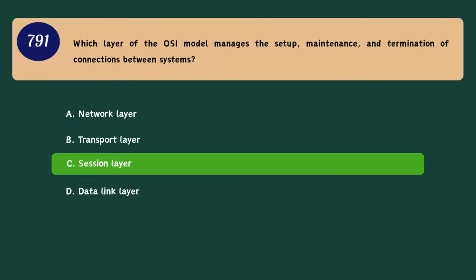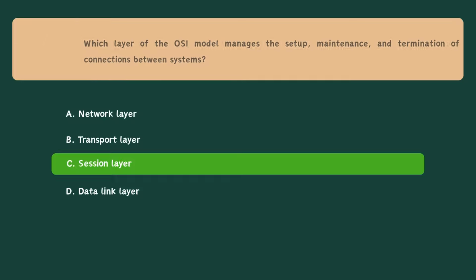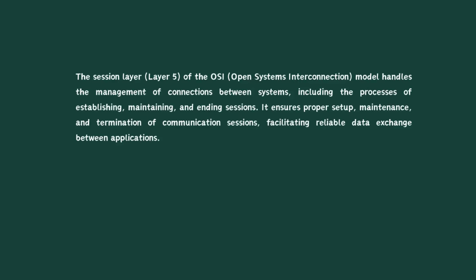Correct answer, C. Session layer. The session layer, Layer 5, of the OSI, Open Systems Interconnection model, handles the management of connections between systems, including the processes of establishing, maintaining, and ending sessions. It ensures proper setup, maintenance, and termination of communication sessions, facilitating reliable data exchange between applications.